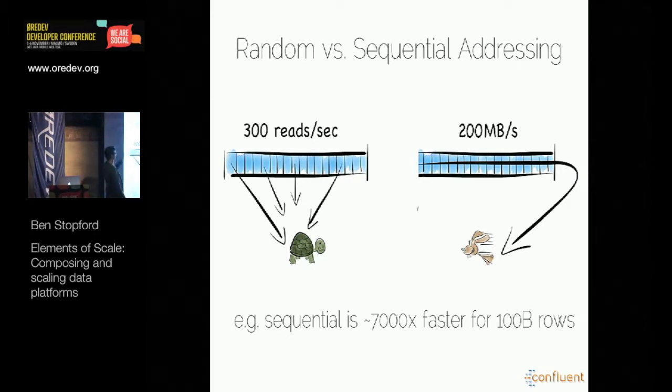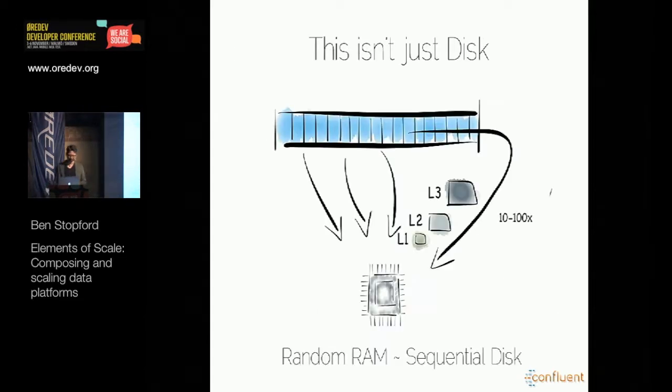If we scattergun the hard drive, we'll get maybe 300 reads per second. So for a typical 100-byte row in a database, that's going to mean that sequential is about 7,000 times faster. So suffice to say that we have a great incentive here to arrange for locality, to arrange for sequential addressing. And this property is ubiquitous. It doesn't have anything specifically to do with magnetic hard drives. It's present in every single layer of the stack.